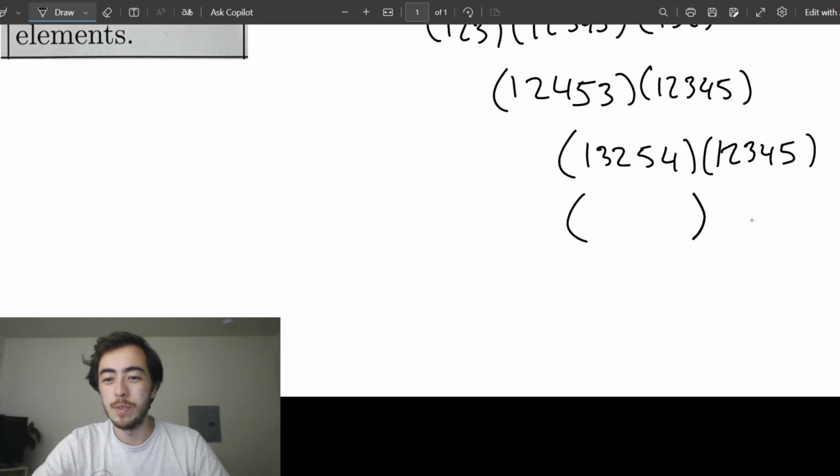And I think this is the last one. I think this will create the 3 cycle. 1 goes to 3, which then goes to 4. 4 goes to 1, which goes to 2. 2 goes to 5. 5 goes back to 1.